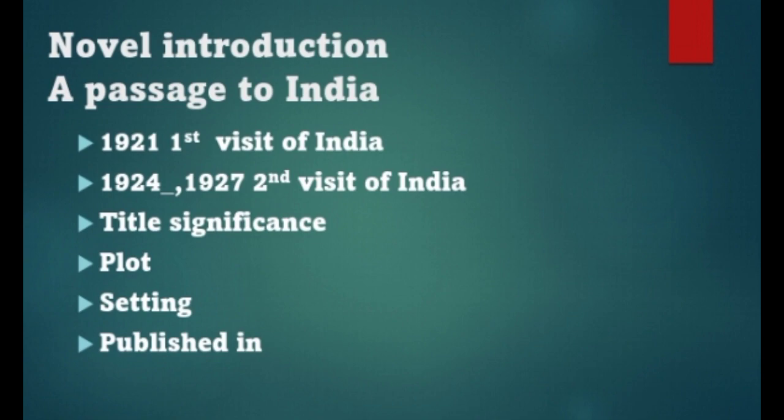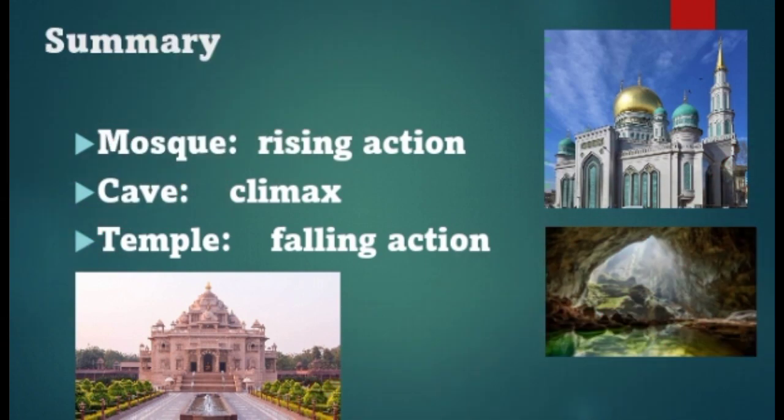The novel A Passage to India was published in 1924. The novel is divided into three parts. The first one is the Mosque, which is the rising action. The second one is the Cave, which is the climax. And the third one is the Temple, which is the falling action. So let's start the summary.